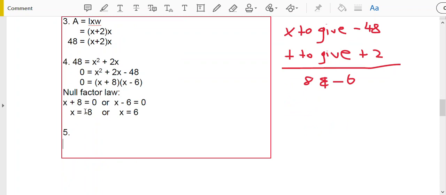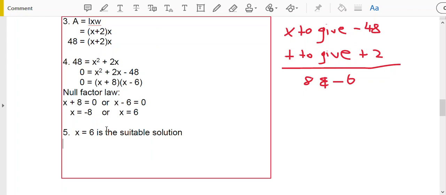No, that doesn't make sense to have a length that's negative. But could it be 6 meters? Yes, it could. So x equals 6 is the suitable solution. It's the only suitable one. The negative number doesn't make sense. Okay, so now we need to answer the problem.